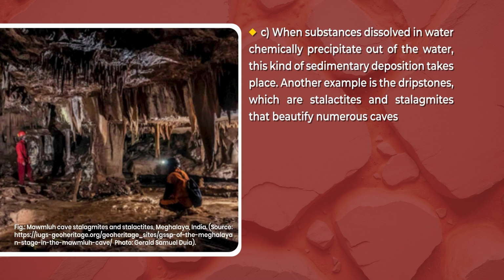When substances dissolve in water, they chemically precipitate out of the water, and this kind of sedimentary deposition takes place. As you can see in this photograph, they are the chemically precipitated limestone, and this photograph is from a cave in Meghalaya, where you can see the stalactites and stalagmites, and this is an example of the dripstones. And these stalactites and stalagmites beautify numerous caves.